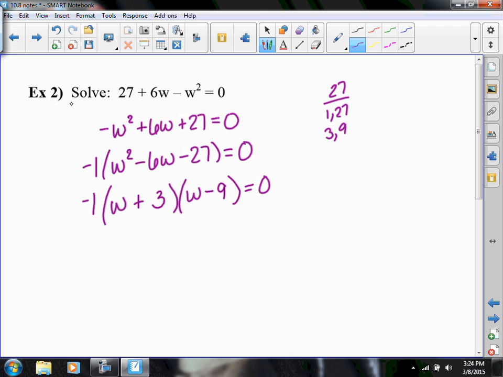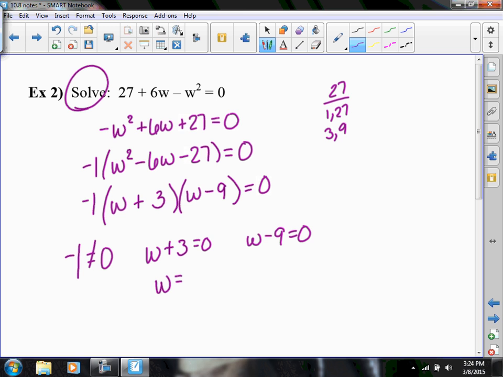And now to finish solving this, I have to set every little part equal to 0. So the -1 equals 0. Remember, that's not going to make any sense. But I'll do the w plus 3 equals 0, and then the w minus 9 equals 0. So my solutions then will be -3 and 9. So again, if this was a parabola, this is where the parabola would cross the x-axis.